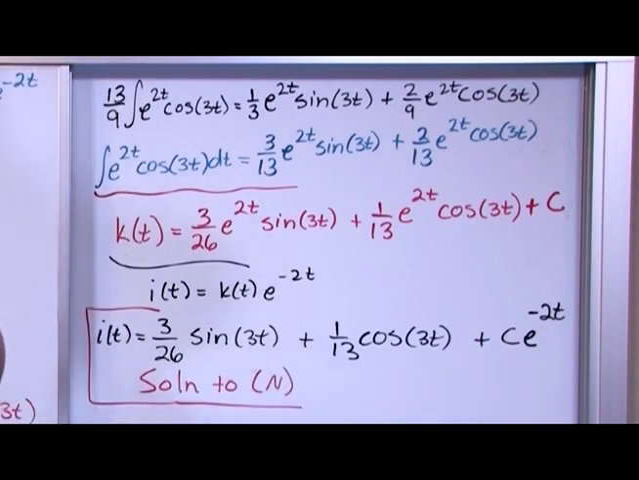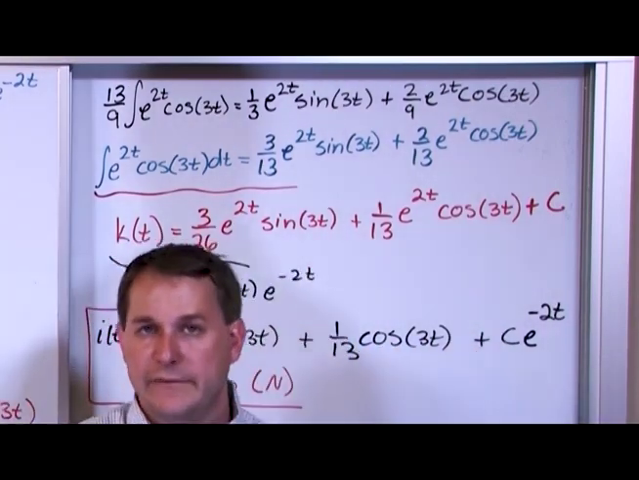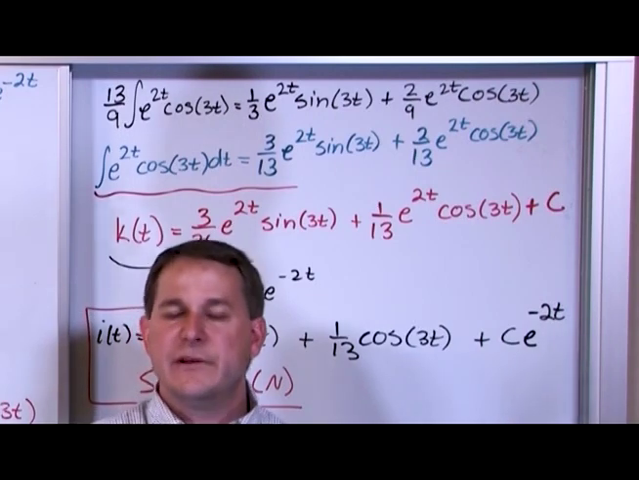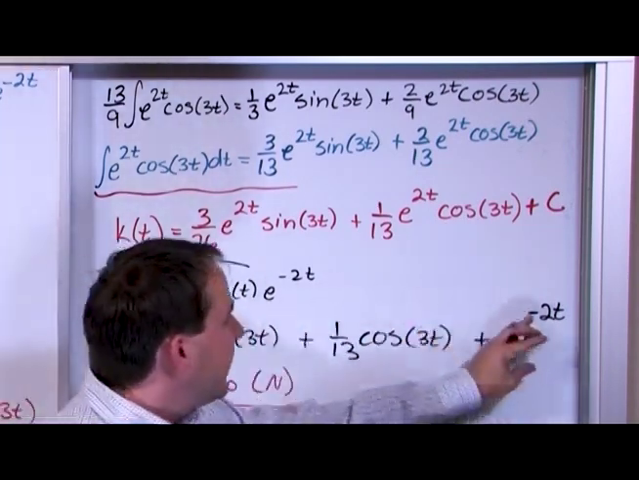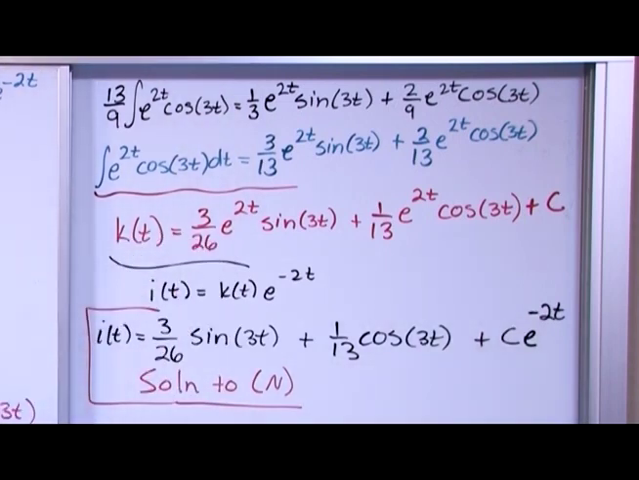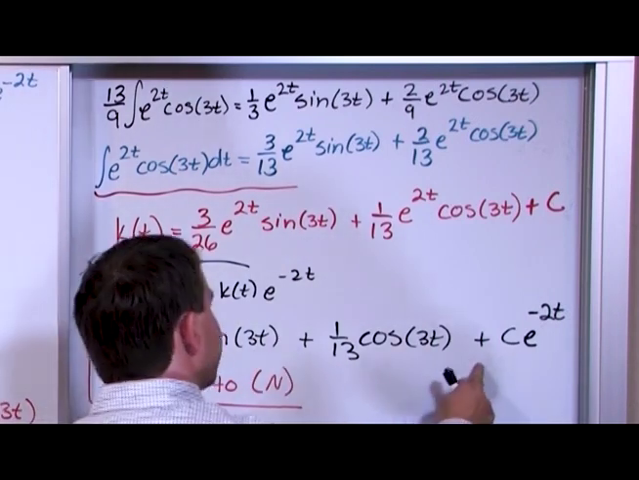Now, we were not given an initial condition for this problem, so this problem still has some constant. You would have to specify the current at time 0 or the current at time 4, some kind of initial condition to nail down what C is, but this is really telling us everything we need to know about how this system is behaving. Now, let's look at the solution, just like we did last time. We have some constant, 3/26 times the sine, plus some constant times the cosine, plus some constant times e to the minus 2t.